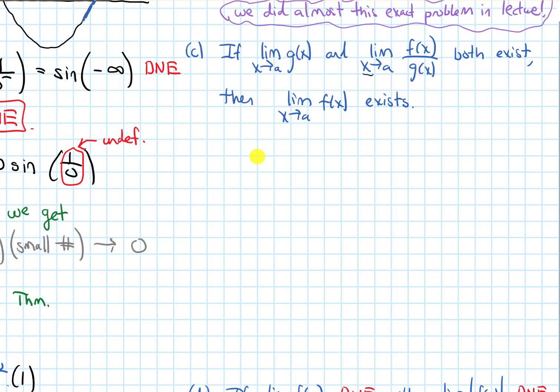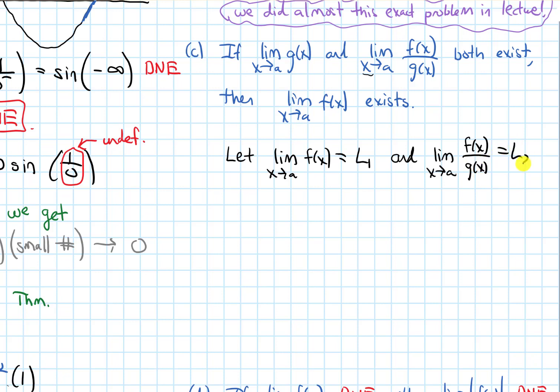Because it tells me that they exist, let's just call those limits something. Let the limit as x approaches a of g of x be L1. And let the limit as x approaches a of f of x over g of x equal L2. And L1 and L2 are finite numbers. I know that because it tells me that these limits exist. That means that their outputs, these y values, are approaching finite numbers.